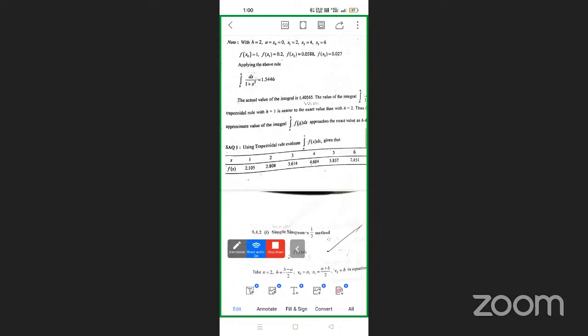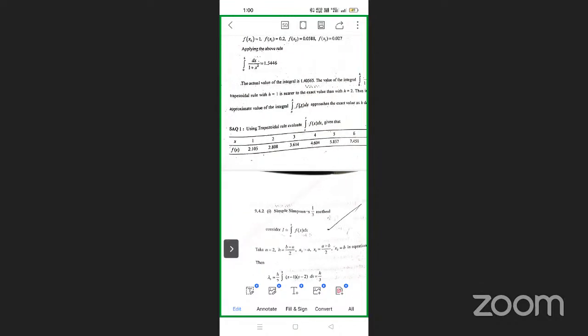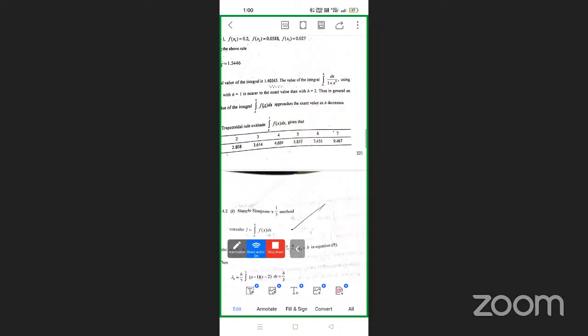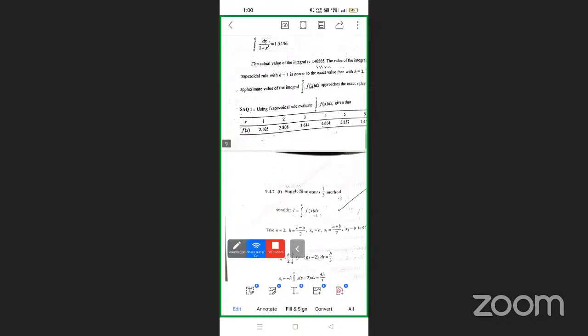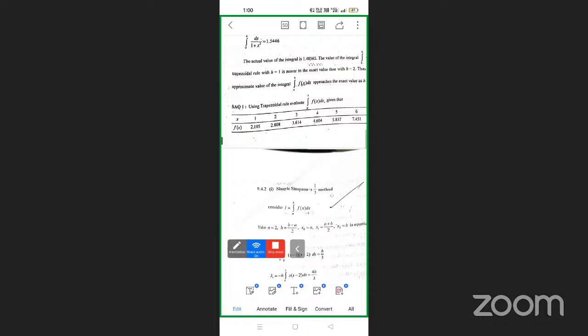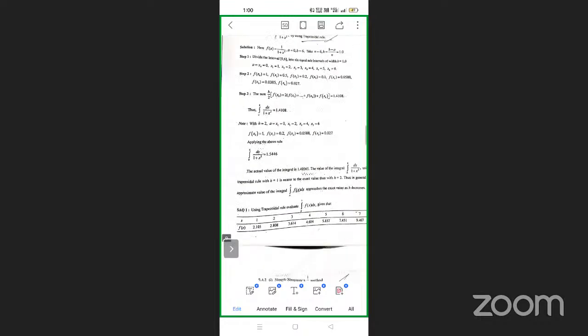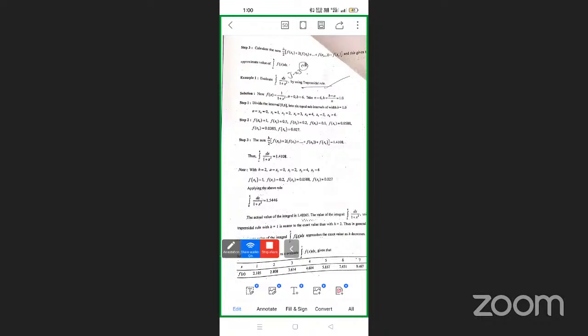The next step: using the trapezoidal rule to evaluate the integration from 0 to 7 of f of x into dx. These are the x values x0, x1, x2 up to x7. Next, the corresponding y values, y0, y1, y2 up to y7. So this is the trapezoidal rule formula: h by 2 into the first term plus last term, f of x naught plus f of xn, plus 2 into the remaining terms.